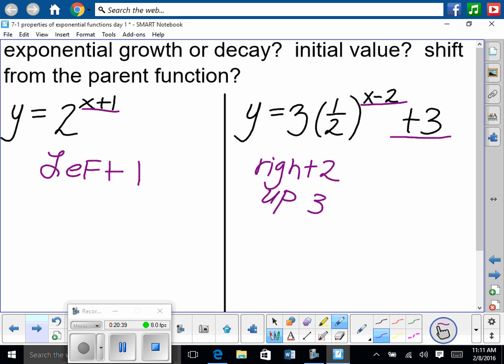So remember with quadratics, if we had something like y is equal to x minus 3 squared plus 5, we shifted right 3 and up 5, right? So it's the same thing. Anything added with x is the opposite. This shifts it left and right, and anything added on the outside shifts it up and down. So it's the same way for all functions. Yeah, good question. So the plus 3 is the left and right? No, anything added with x is your shift left and right. You go the opposite, so we went right 2. Anything added on the outside is your shift up and down, so we went up 3. The sign stays the same.